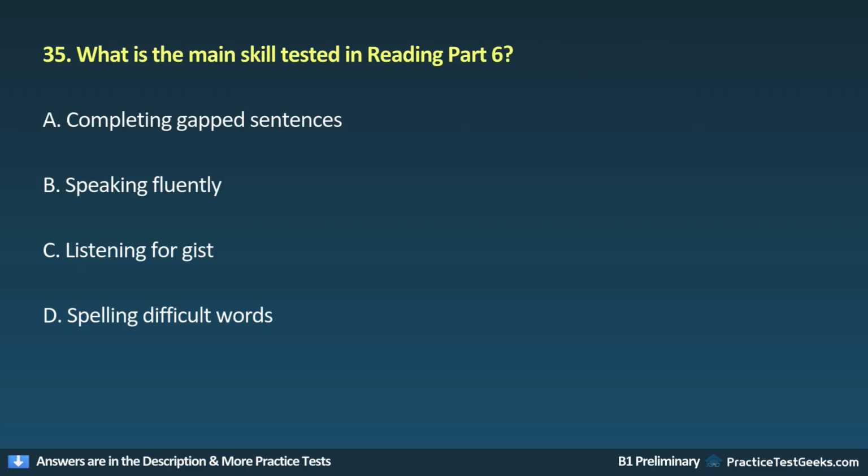35. What is the main skill tested in reading Part 6? A. Completing gapped sentences. B. Speaking fluently. C. Listening for gist. D. Spelling difficult words.